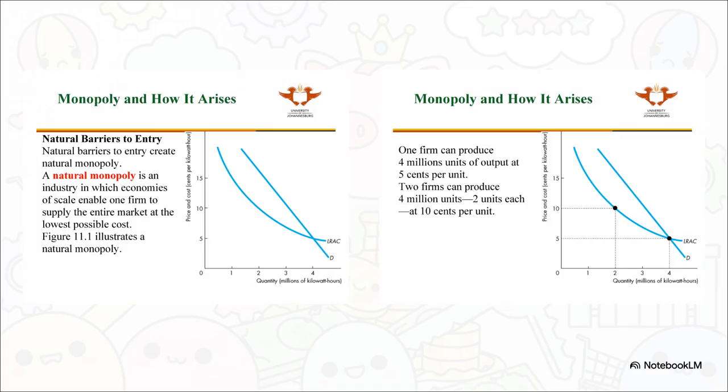Now, this next concept brilliantly illustrates a natural barrier to entry, which creates a natural monopoly. You see this a lot in industries like electricity generation, where the economies of scale are just massive. Check out the numbers here. One giant firm can pump out 4 million units of output at just 5 cents a unit, simply because of their massive scale. But if you try to split that exact same 4 million units between two smaller firms doing 2 million each, their cost suddenly skyrockets to 10 cents per unit. So one massive firm is undeniably more efficient, and that naturally creates a monopoly because they can supply the whole market at the absolute lowest possible cost.